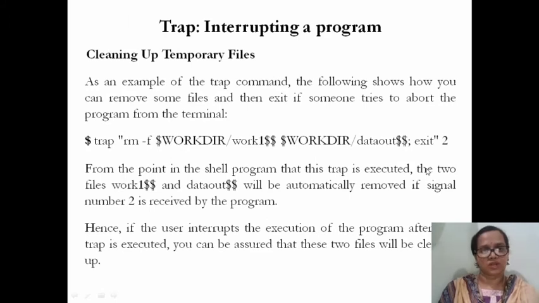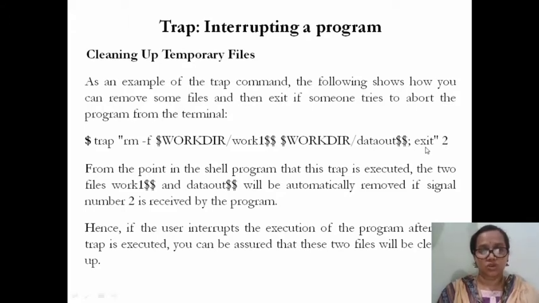Cleaning up the temporary files. For an example, you can see the trap command, where it shows how you can remove some files and then exit if someone tries to abort the program from the terminal. Here we have mentioned trap rm -f, where we are working with the directories like this, and then we say exit 2. From the point in the shell program that this trap is executed, the two files work1 and data out will automatically be removed if signal number 2 is received by the program.